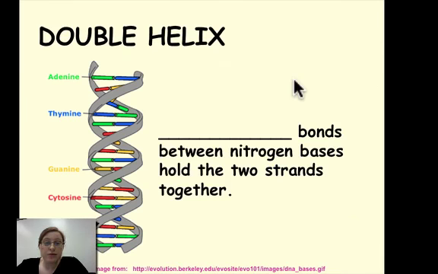So what holds these base pairs together? Between two nitrogen bases, we are going to use a hydrogen bond. Remember from Chapter 2, hydrogen bonds are a very weak form of a bond. They can break easily and they can form easily. So right there is your first clue as to how DNA replication is going to happen. It's going to involve the splitting of the two strands, and those hydrogen bonds being so easily broken are going to facilitate that.